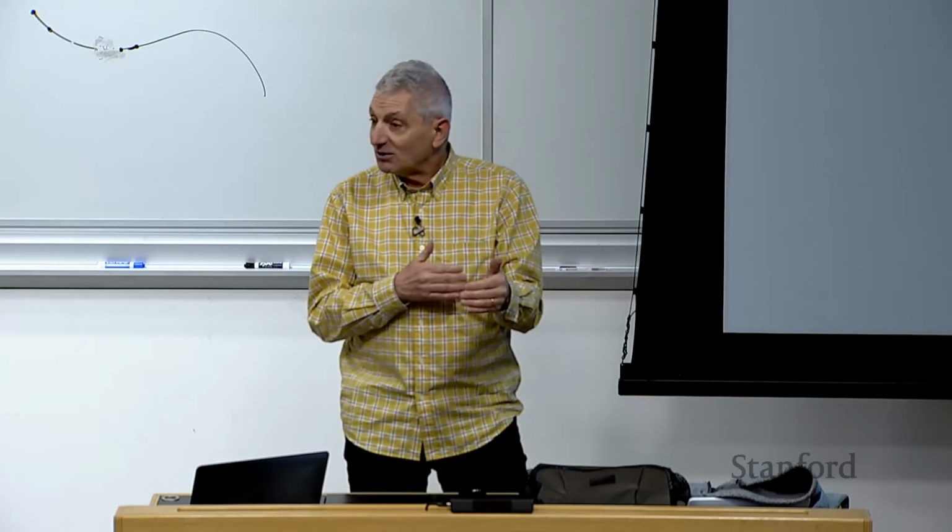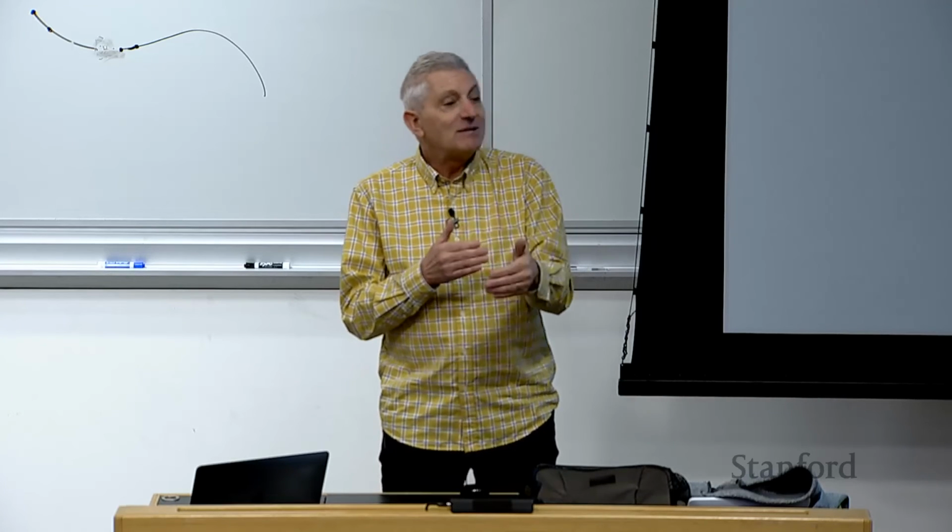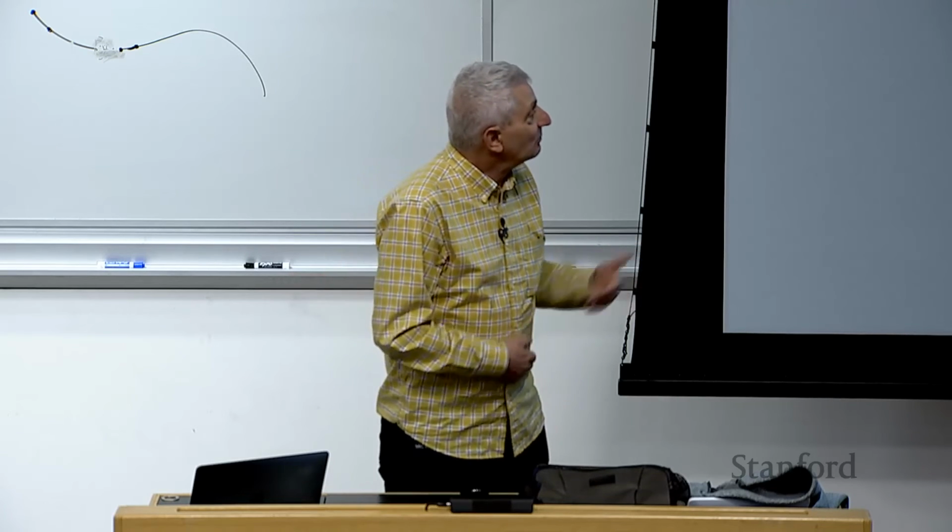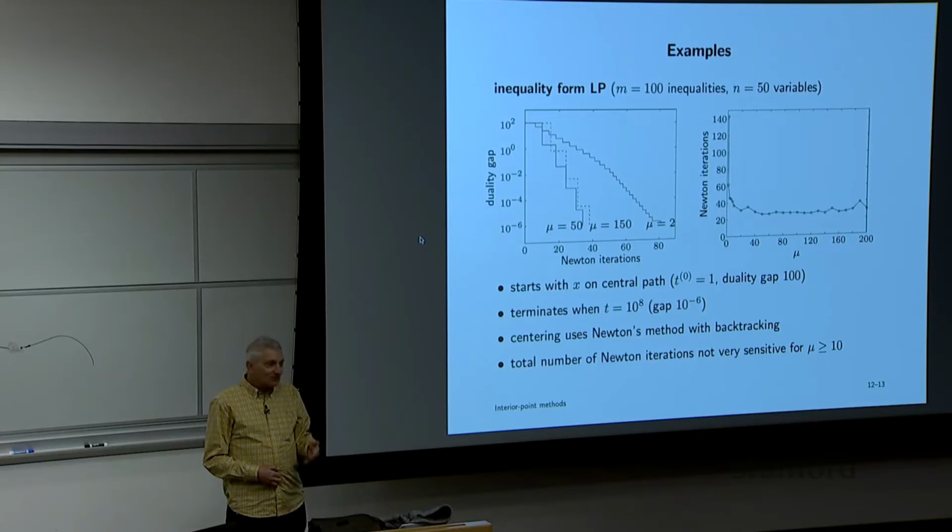If mu is small, like 1.05, you're taking little baby steps. It's going to take 1 Newton step or 2 to recenter, right? But you're only making 5% progress each step. Or you could take mu equals 10. Good news is you're going to divide your gap by a factor of 10 when you finish. Bad news is it's going to be harder, they're going to take more Newton steps.